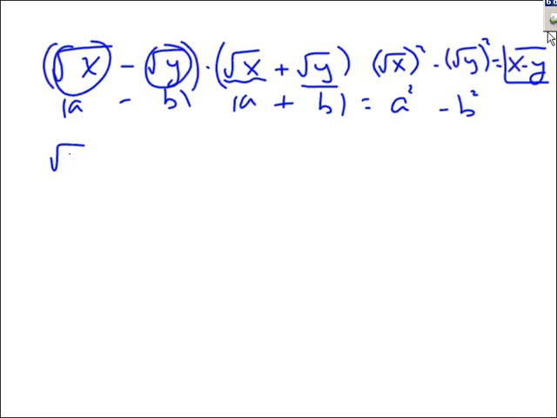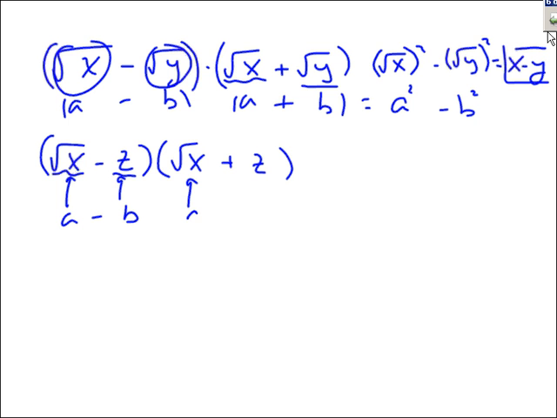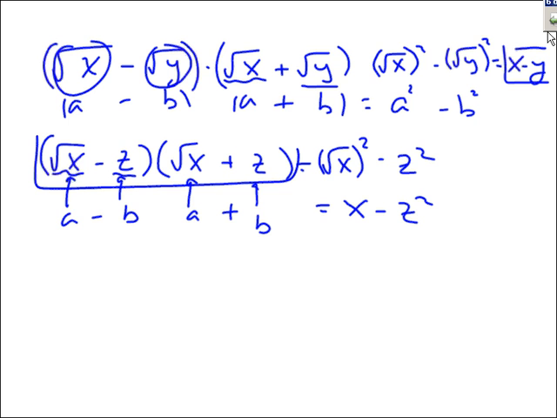If you have the square root of x minus z, and you multiply it by its conjugate, just change the sign in the middle. I like to call this the first and that the second, or A and B. So I'm supposed to get A squared minus B squared. Well, A squared is x and B squared is z squared. But most importantly, I started off with square root signs, and my answer doesn't have square root signs. Multiplying a square root by the conjugate gets rid of the square root sign.